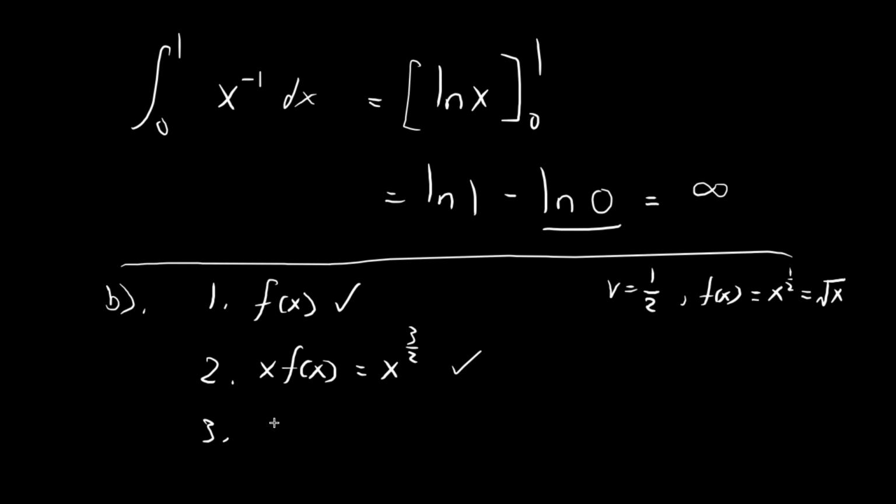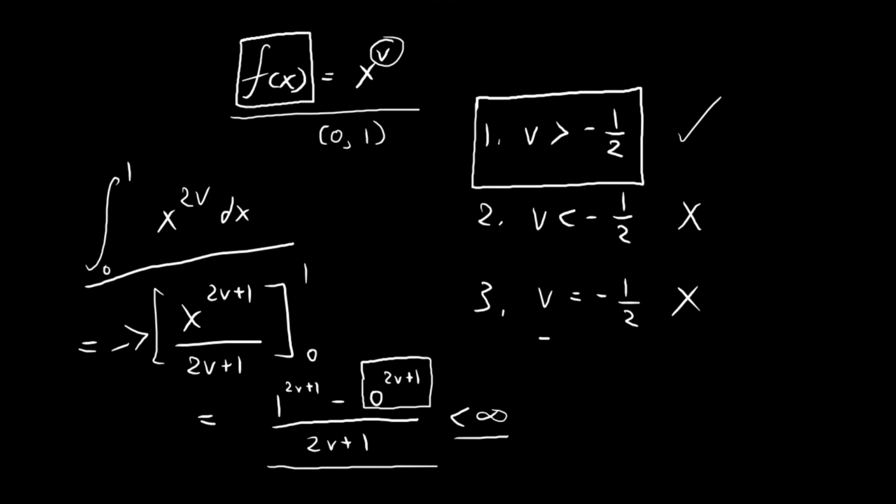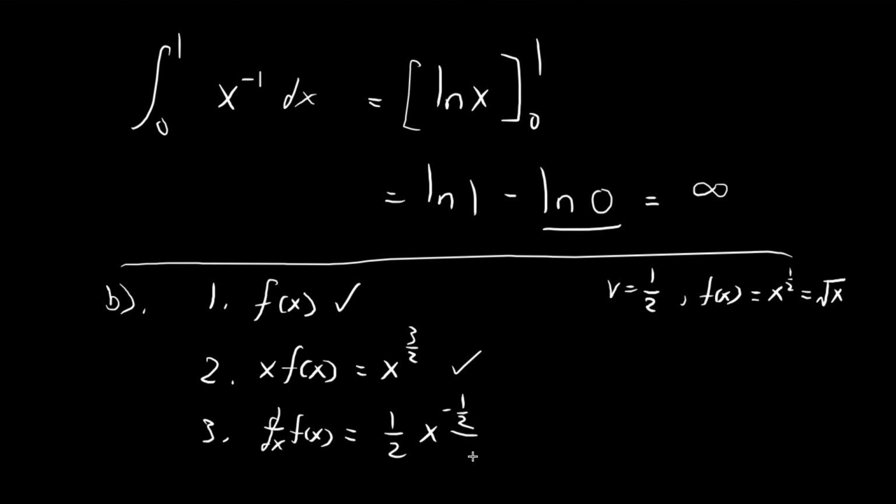Now for the third case, we have the derivative of f of x. And if you take the derivative of this function here, you have 1/2 x to the power of -1/2. So you have x to the power of -1/2. And as we have seen just now, this is not going to lie within Hilbert space. So this expression here does not lie within Hilbert space.